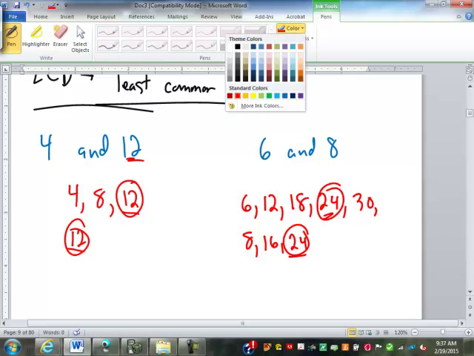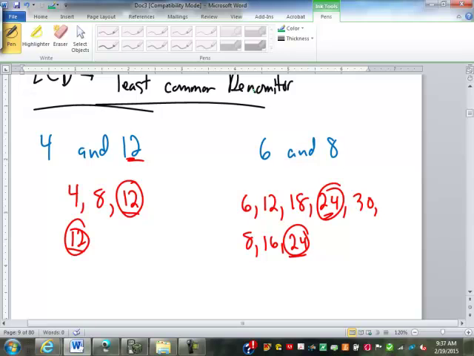So if you're struggling with the math and you can't remember the factoring and all that, that will always work: just make those lists and see what matches up. So that's how you find the least common multiple.